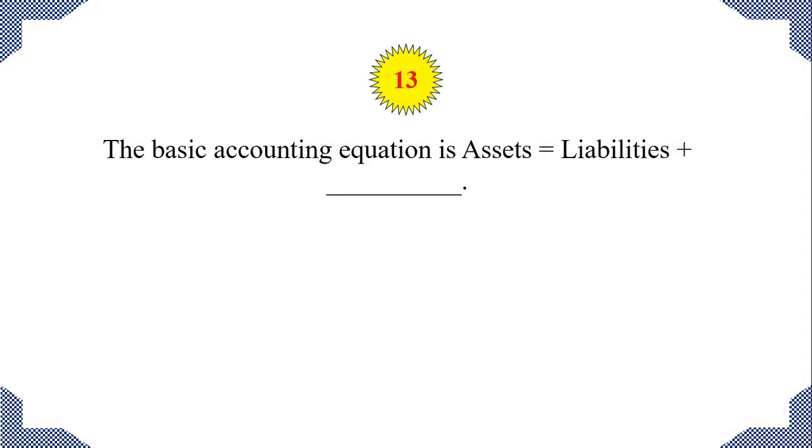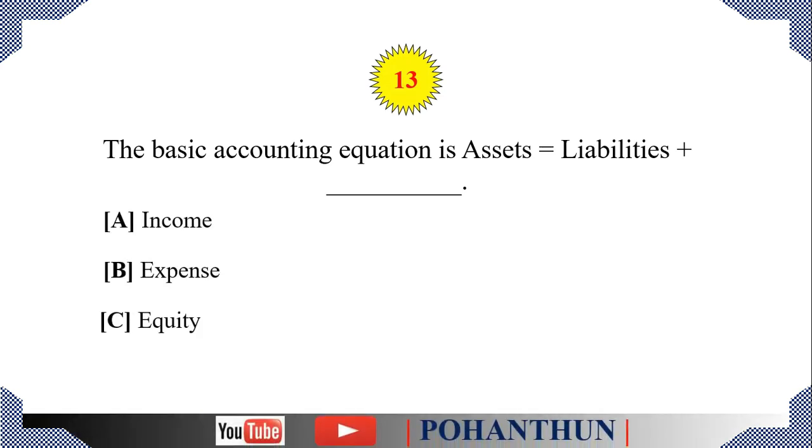The basic accounting equation is assets is equal to liabilities plus. Option A, income. B, expense. Option C, equity. So the right answer is option C, equity.